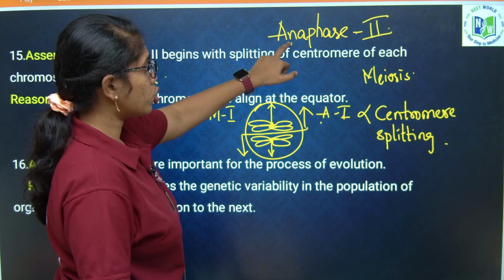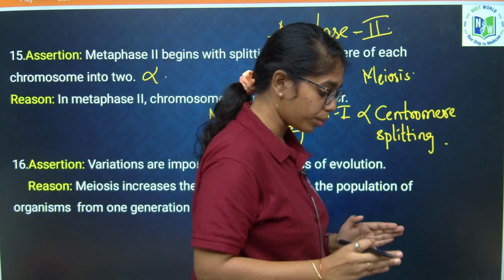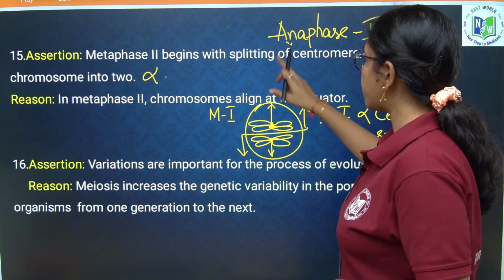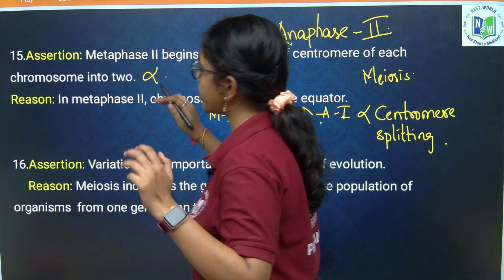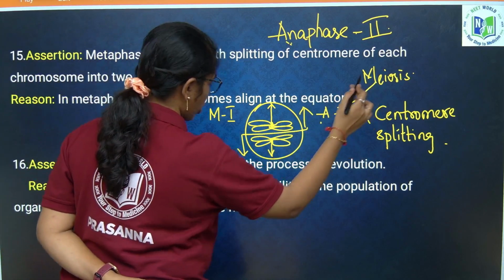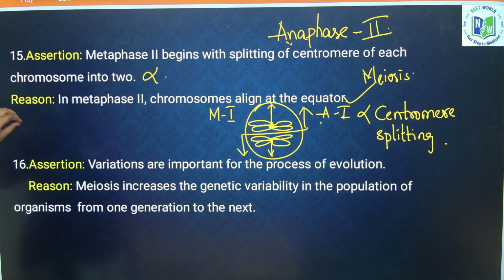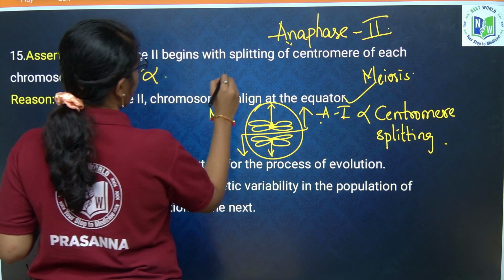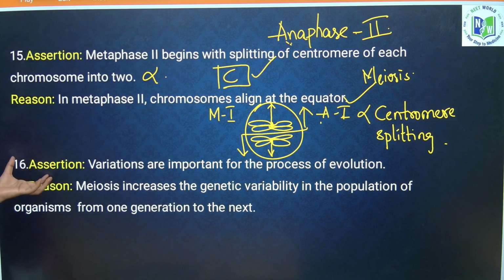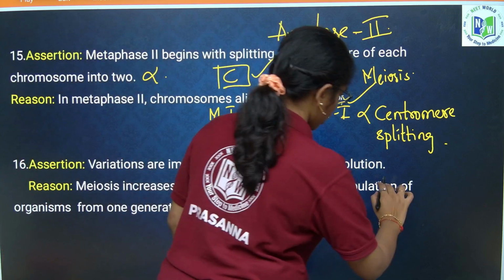In metaphase 1 only one metaphasic plate or equatorial plate is seen, and in anaphase 2, same as in mitosis, centromere splitting takes place. So here the assertion is wrong. In anaphase 2 chromosomes align at the equator, of course this is correct. Now, assertion is false, reason is true, then what is your answer? Answer is C.